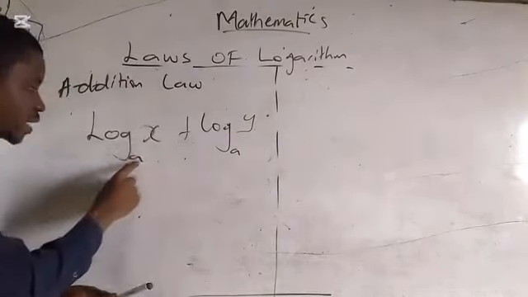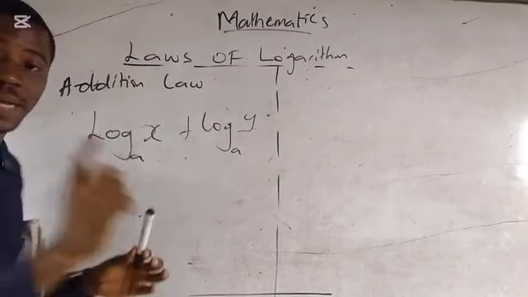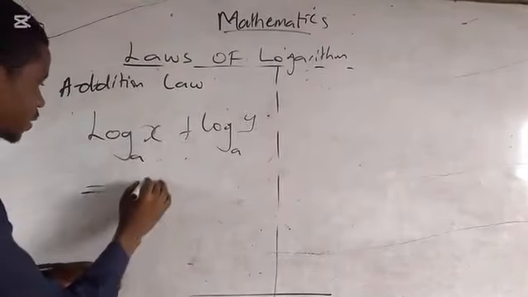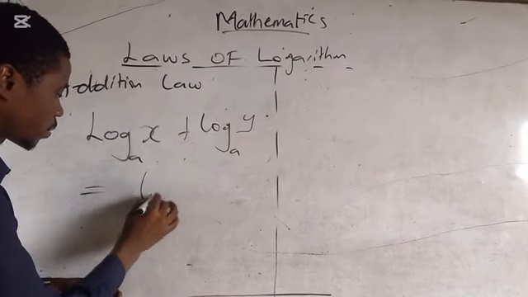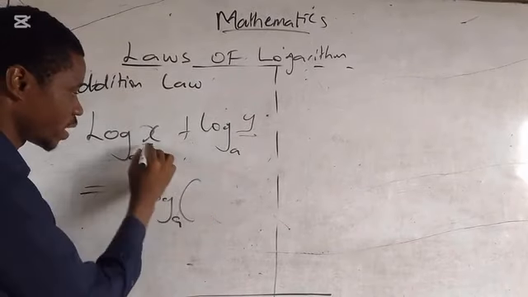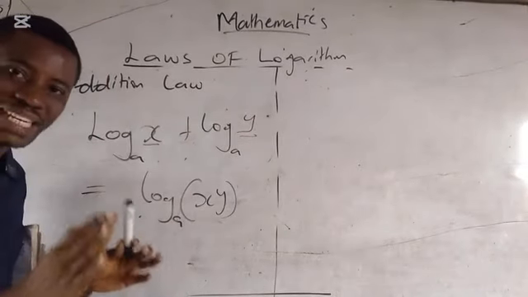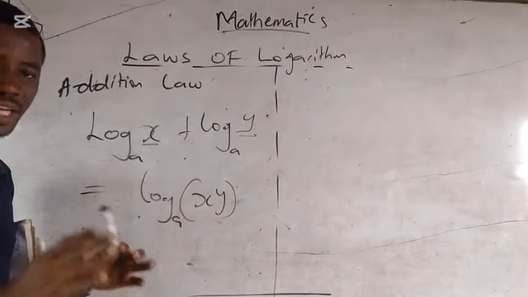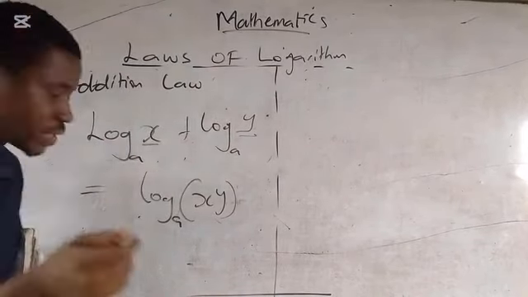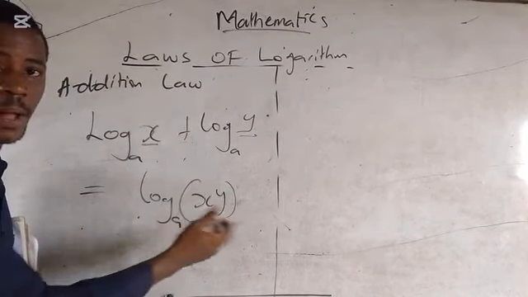Look at this, log x base a, and this one is also base a. So long as the bases are the same, I can express this as log base a of the product of these two variables, that is xy. That is the addition law of logarithm. If you have two logarithms of the same base, it is the same as picking one of the logarithm and then you multiply the two.